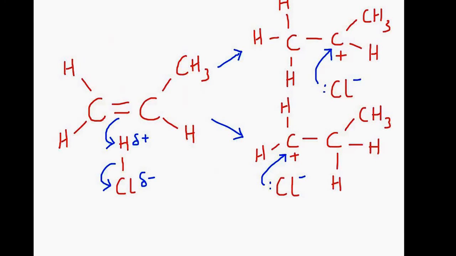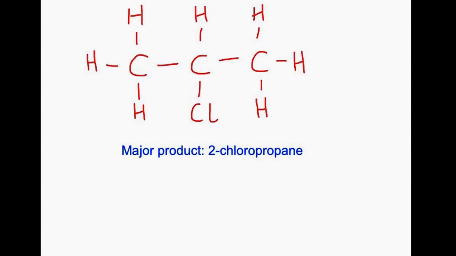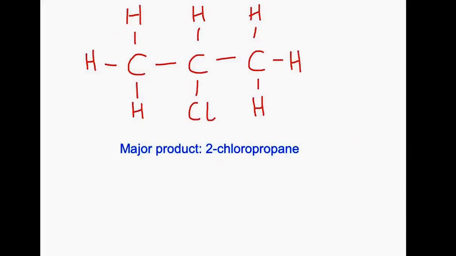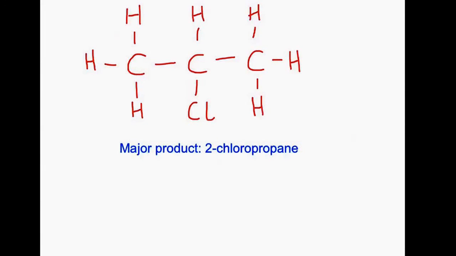This could give rise then to two different products. If the chlorine attaches in the middle, we get 2-chloropropane. If the chlorine attaches on the left-hand side there, we get 1-chloropropane. So in potential, there's a mixture. In fact, the major product, by far the major product in this reaction, is 2-chloropropane. Very, very little 1-chloropropane forms.